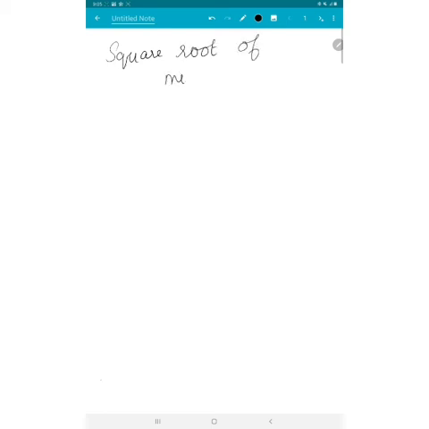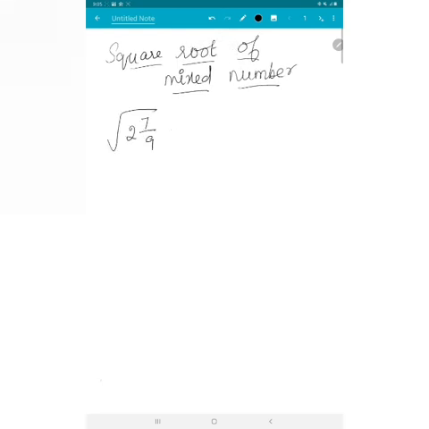Mixed number. Square root of mixed number. How will you find the square root of a mixed number? Let me take 2 7 by 9. If this is a mixed fraction, first what will we do? We have to change it into an improper fraction, isn't it?